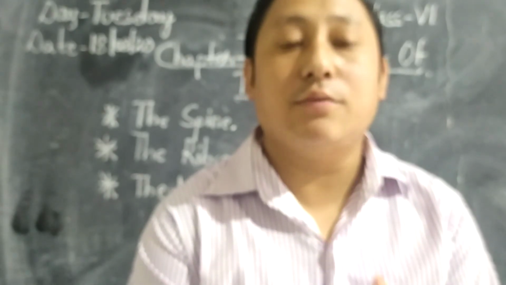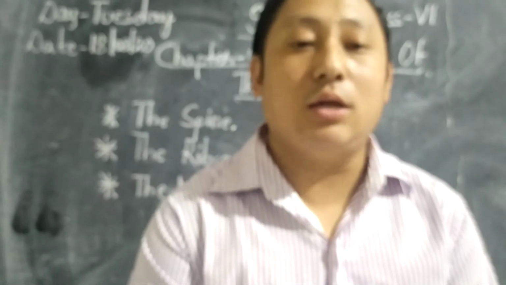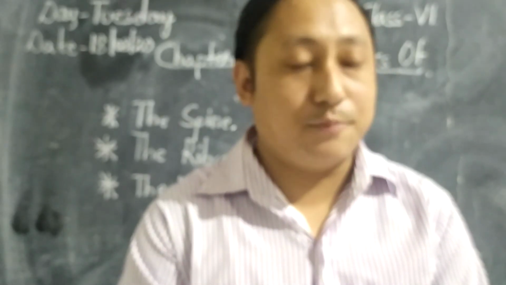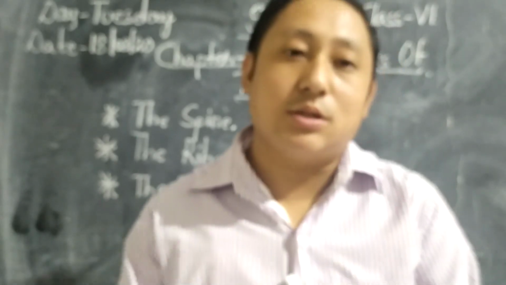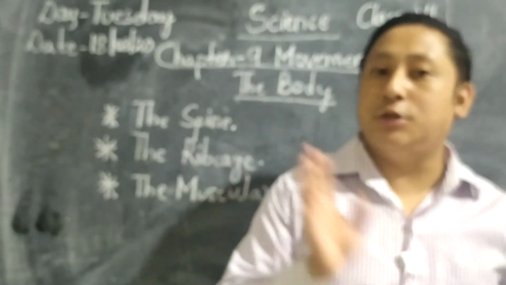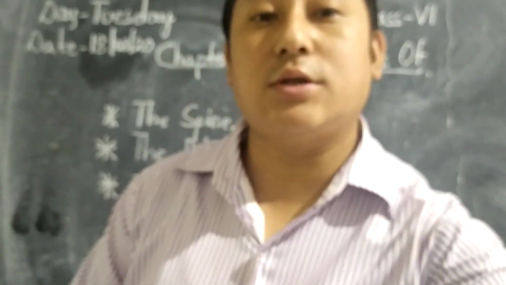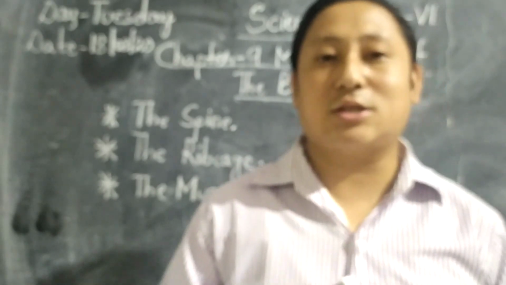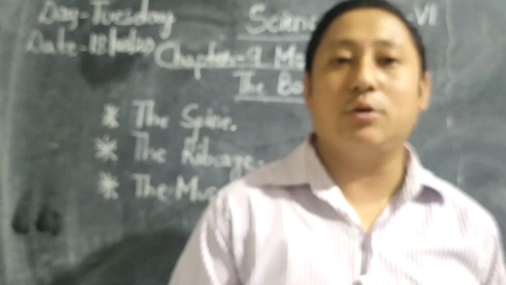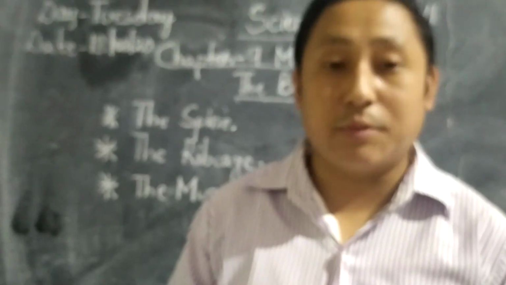Voluntary muscles work according to our wish, whereas involuntary muscles do not work under our wish. So this is the difference between the voluntary and involuntary muscles. So this was the topic for today. In the next coming topic, I'm going to talk about some other topics.